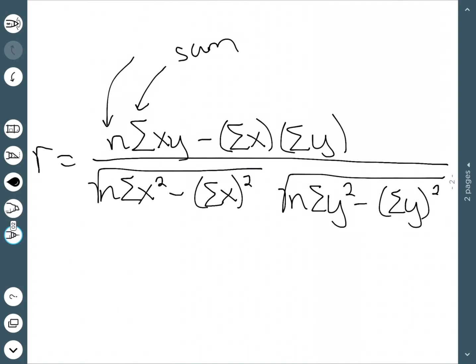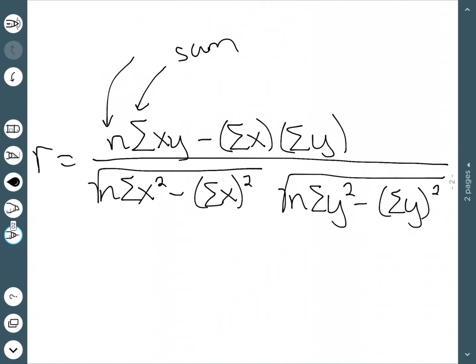We'll subtract the sum of all the x values times the sum of all the y values and then divide by the square root of the number of values times the summation of all the x values squared minus the summation of all the x values and then squaring. And then we repeat for the y variables.